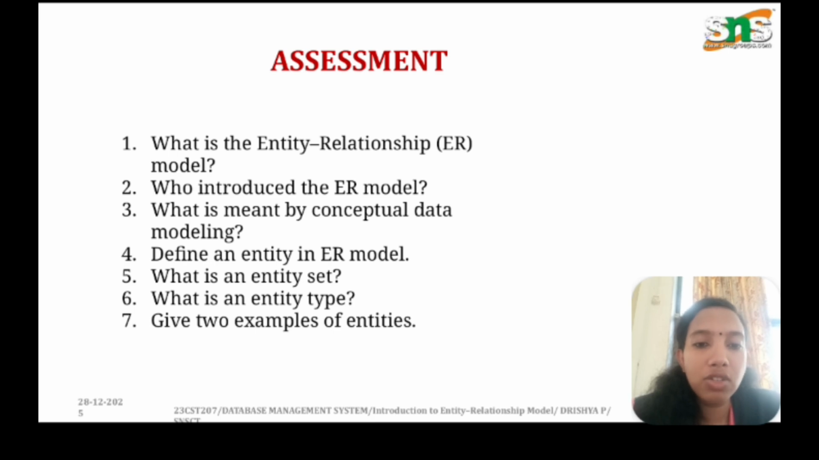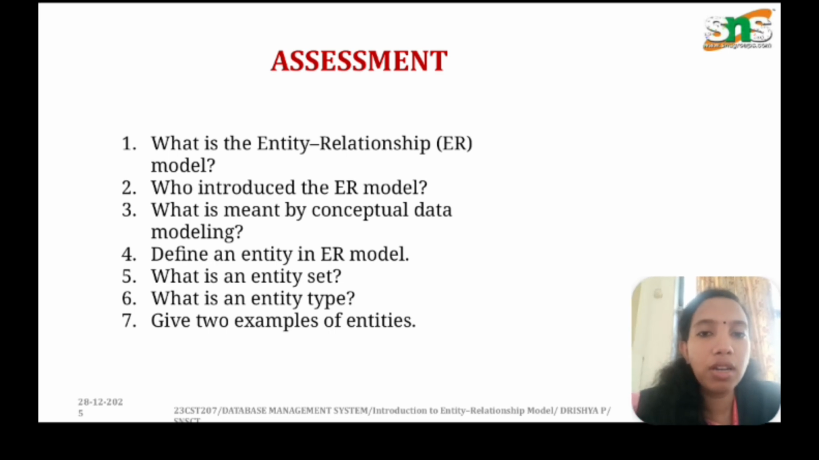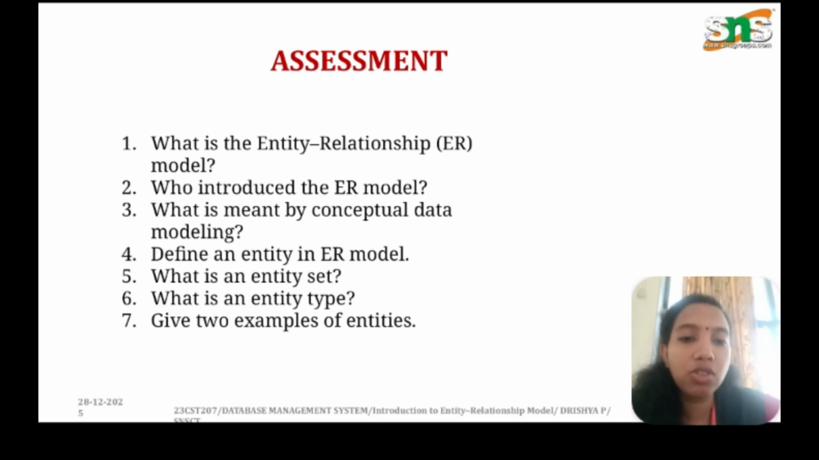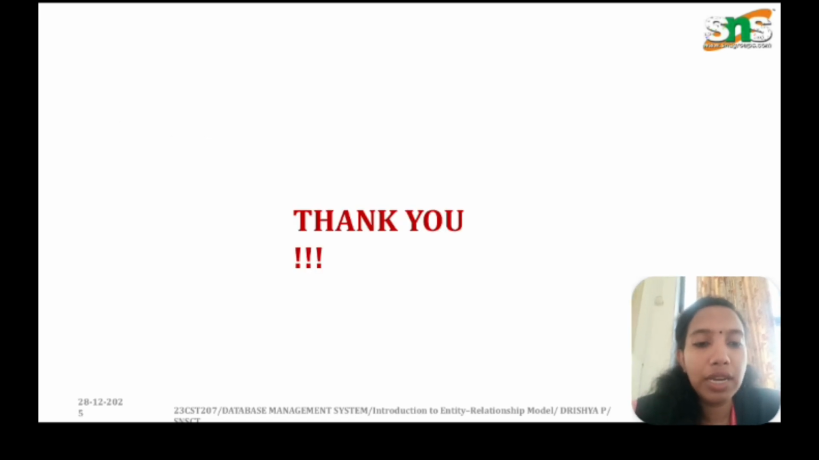What is the entity relationship model? It is a conceptual model, and who introduced it? Everything is included in this lecture. What is meant by conceptual model, then the entity in the ER model. So we all have a basic idea about the entity relationship model and its representation. I hope all of you understand this entity relationship model.